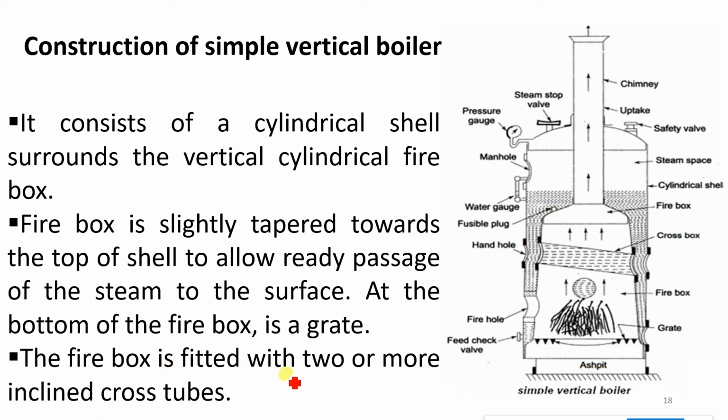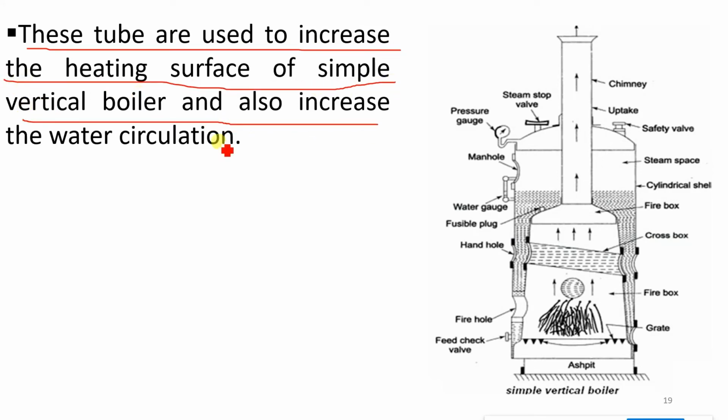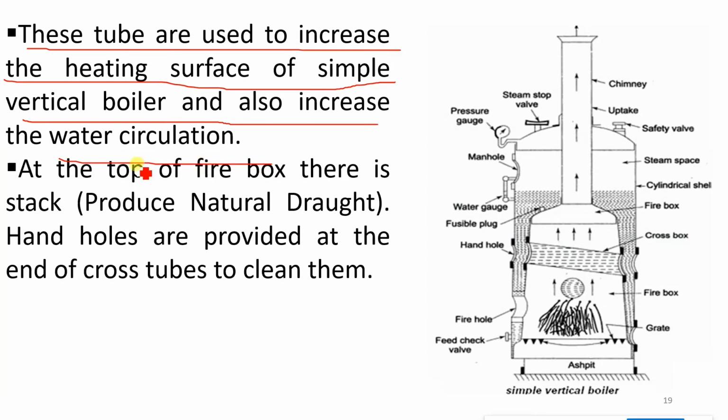The firebox is fitted with two or more inclined cross tubes. You can see this is one cross tube, and this is the second cross tube. You can have more cross tubes to increase the heating surface. These tubes are used to increase the heating surface of the simple vertical boiler and also to increase the water circulation.